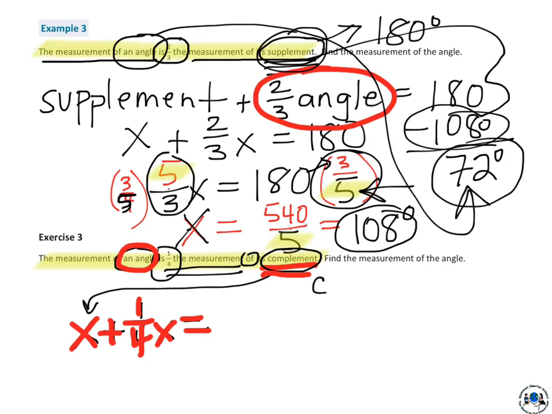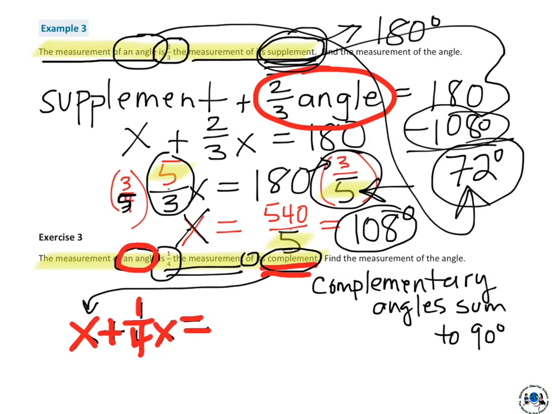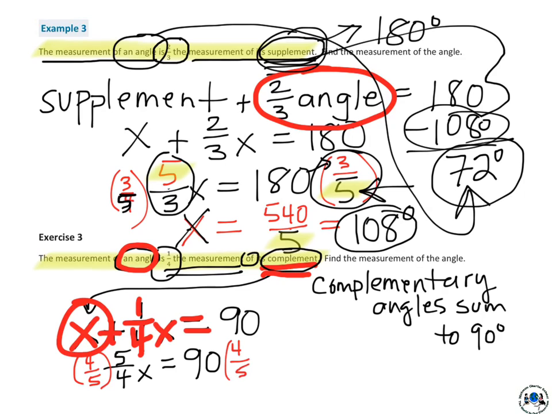What did you put it to equal? Well, if you remember that complementary angles sum to 90 degrees, those two would equal 90. So x plus 1/4 x equals 90. And again, 5/4 x, that's adding this x, which is 4/4, plus 1/4 is 5/4, equals 90. Multiply by the multiplicative inverse, and we get x equals 360 over 5, which equals 72 degrees. So x equals 72 degrees.